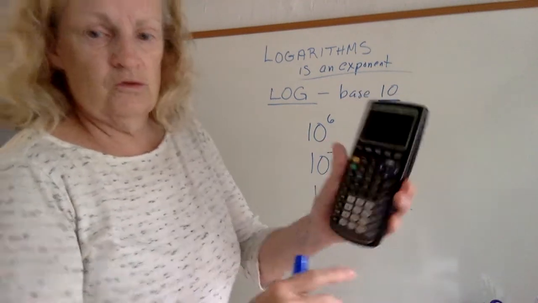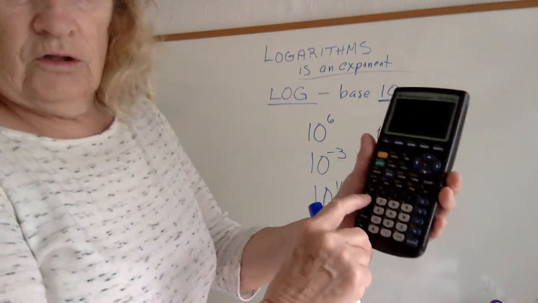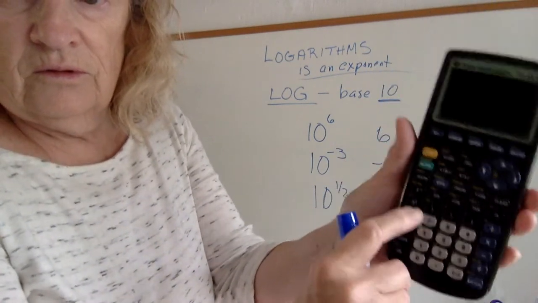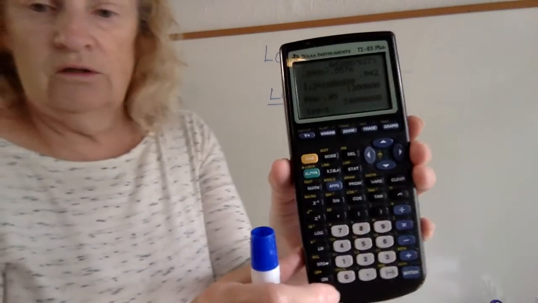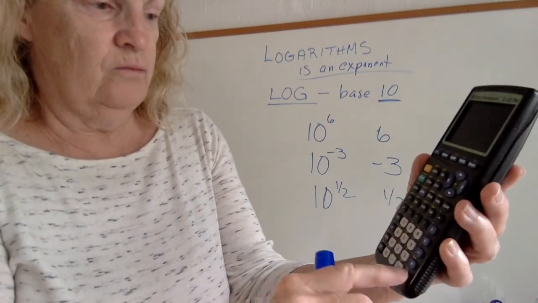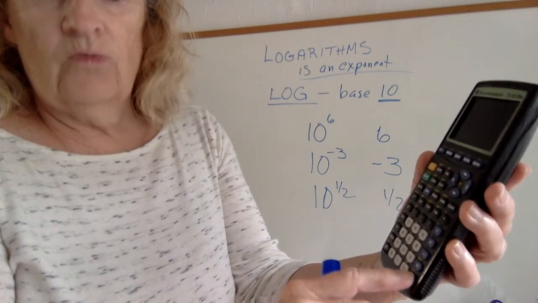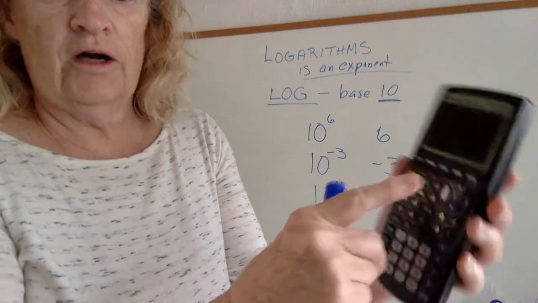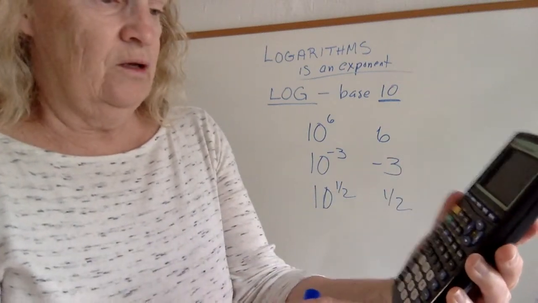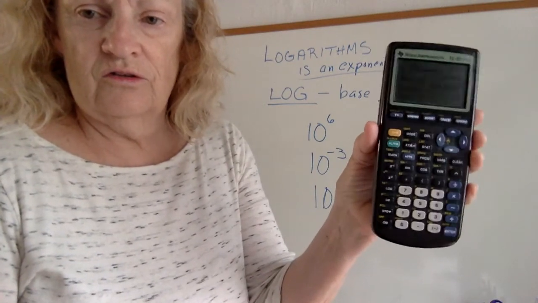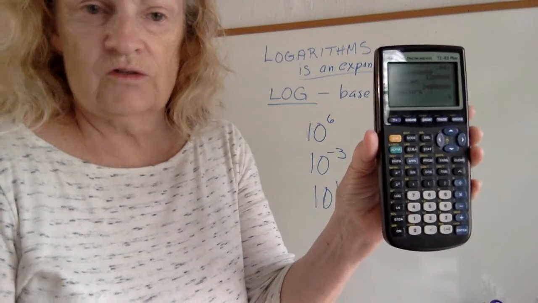So if you raise 10 to the 6th, let's do this together. Clear. Hit the log button. I need better light in here. Hit log, 10 to the 6th, press enter. I've asked my calculator log of 10 to the 6th is, and I know you can't possibly see this. It gives me the answer 6.